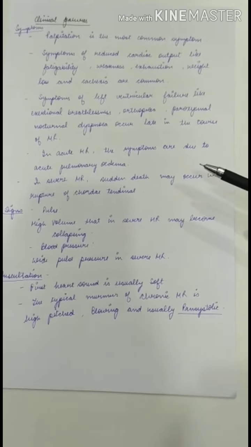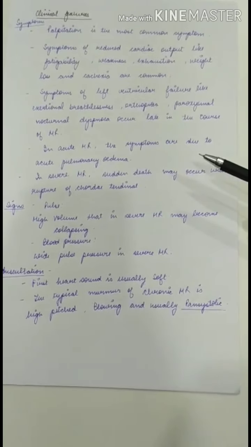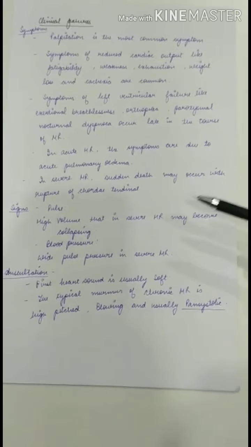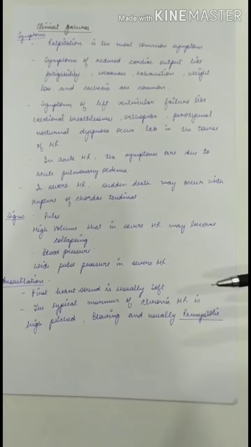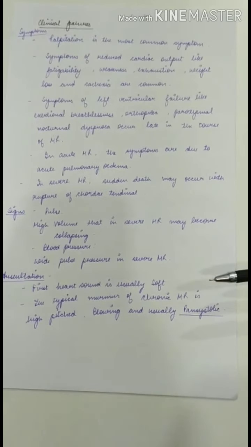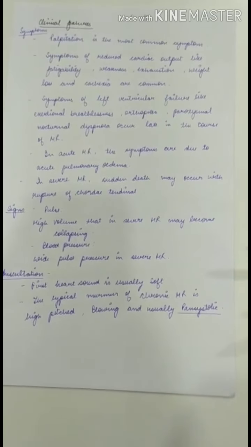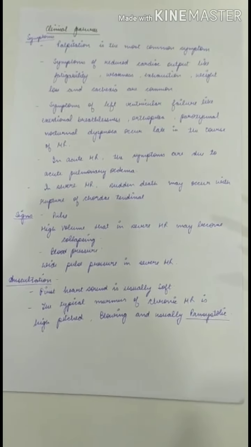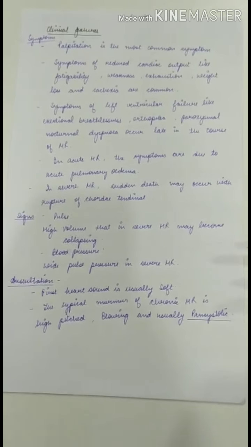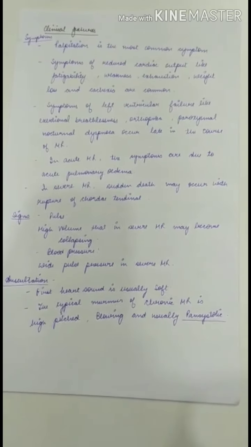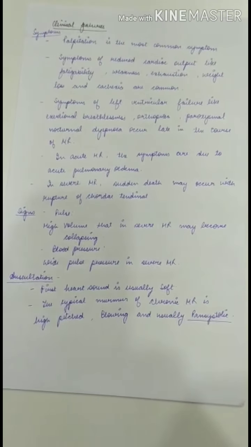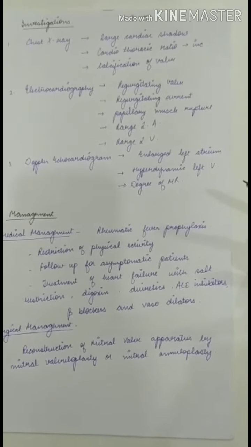In acute mitral regurgitation, the symptoms are due to acute pulmonary edema. In severe mitral regurgitation, sudden death may also occur with rupture of chorda tendineae. Signs. In pulse, high volume, that in severe mitral regurgitation may become collapsing. Blood pressure, wide pulse pressure in severe mitral regurgitation. Auscultation. The first heart sound is usually soft. The typical murmur of chronic mitral regurgitation is high-pitched, blowing and usually pansystolic, which occurs due to the blood regurgitating to the left atrium.